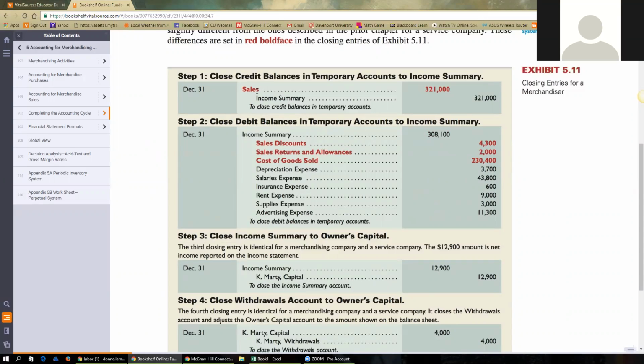Then the second entry, you are closing all the expenses and a couple other accounts. You have 3 new accounts that you didn't have when you were a service business. You have sales discounts, sales returns and allowances, and cost of goods sold. Those are also debit balance, so they get closed just like an expense that's a debit balance account.